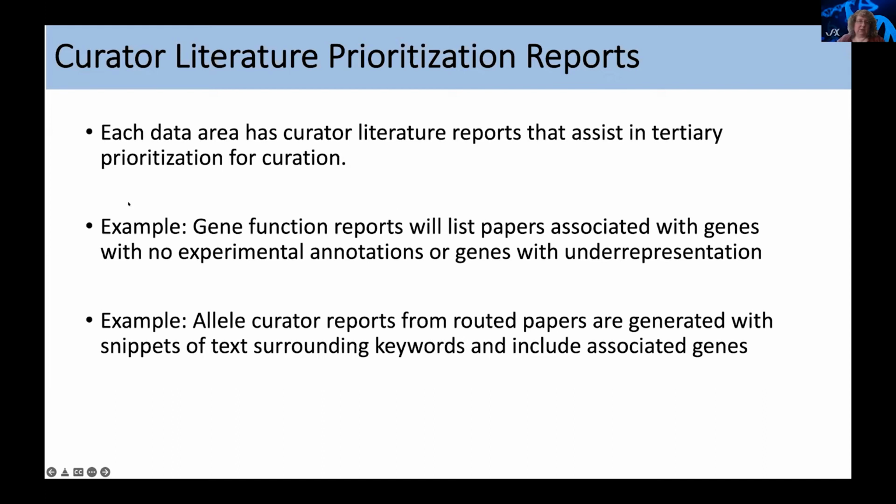So the PubMed to gene indexing allows us to automatically generate these reports and list high priority papers for gene function annotation. Another example is with allele curator reports. From routed papers, reports are generated with snippets of text surrounding those keywords that we chose for that secondary routing, and include the associated genes, which will help us prioritize papers that have phenotype information for genes that we do not have any information for.